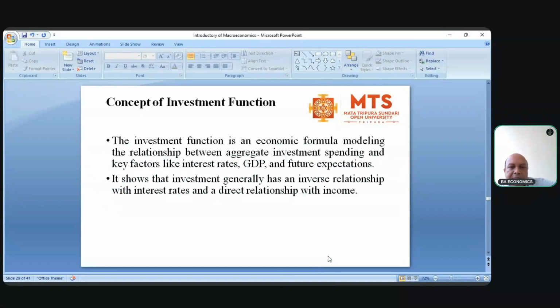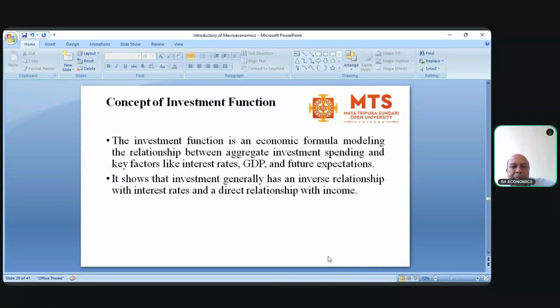The investment function is an economic formula modeling the relationship between aggregate investment spending and key factors like interest rate, gross domestic product, and future expenditure. So the relation between these is discussed. The investment function is like a production function. In a production function, we study the various factors which affect production of goods. Here, in the investment function, we study the various factors which affect investment in any society.